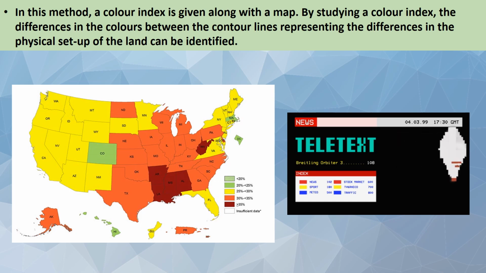A layer tint box is usually printed on the map margin to indicate the height range represented by each color used on the map. By studying the color index box, we can understand the differences in the physical setup of the land.